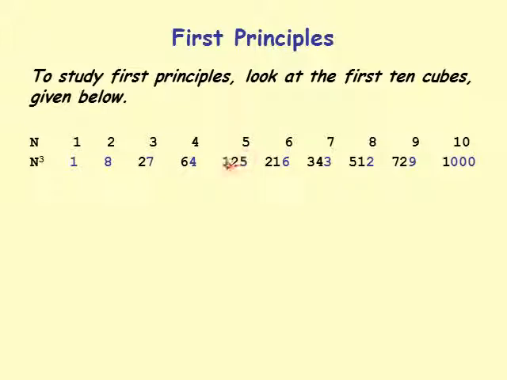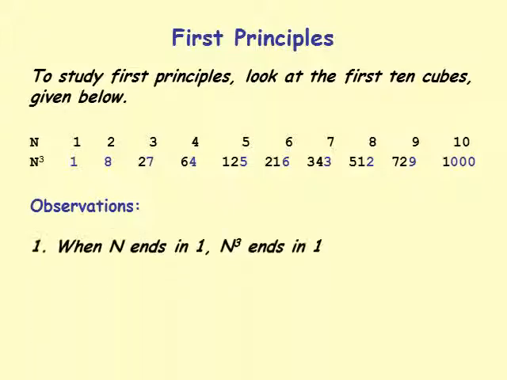The cube of 5 is 125. Cube of 6 is 216. And that of 7 is 343. And the cube of 8 is 512. And the cube of 9 is 729. And the cube of 10 is 1000. Let's continue here. So let's make observations here.